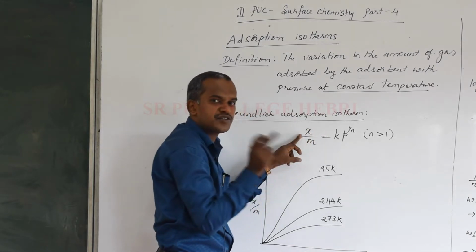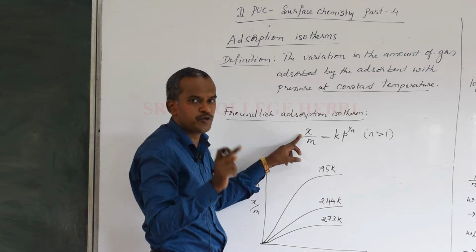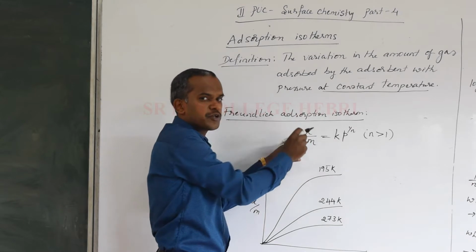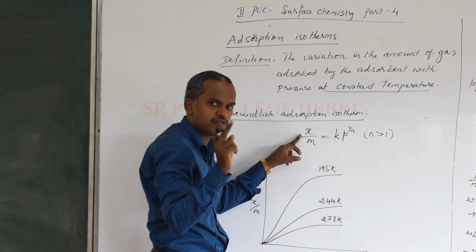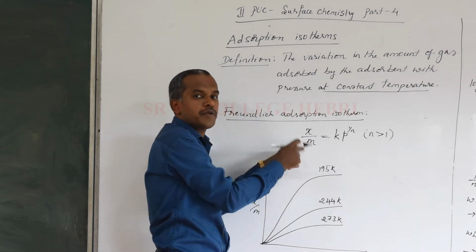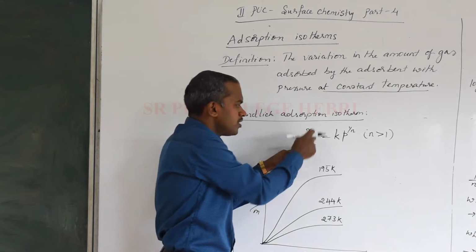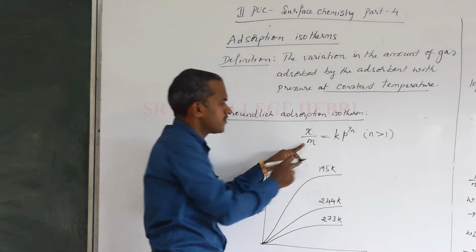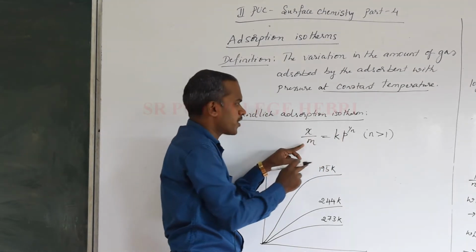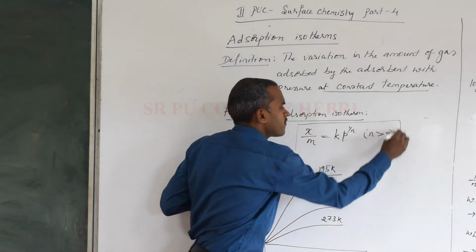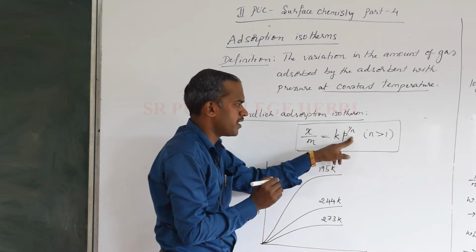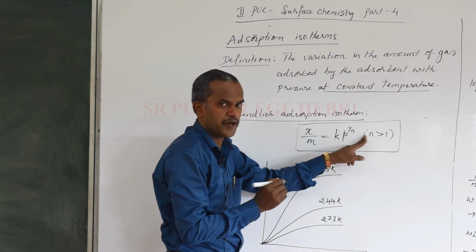x is nothing but mass of adsorbate. Students, you know what is adsorbate? The liquid or gas molecules which are accumulating, and here we discuss about the gas molecules only. So x is nothing but mass of adsorbate. Then what is m? It is the mass of adsorbent. I don't want to repeat what is adsorbate and adsorbent again, because you know that they are the two components in adsorption. Now here p stands for the pressure, k and n are the constants. So remember the expression for Freundlich's adsorption isotherm, that is x/m = kp^(1/n), and the value of n is always greater than 1.